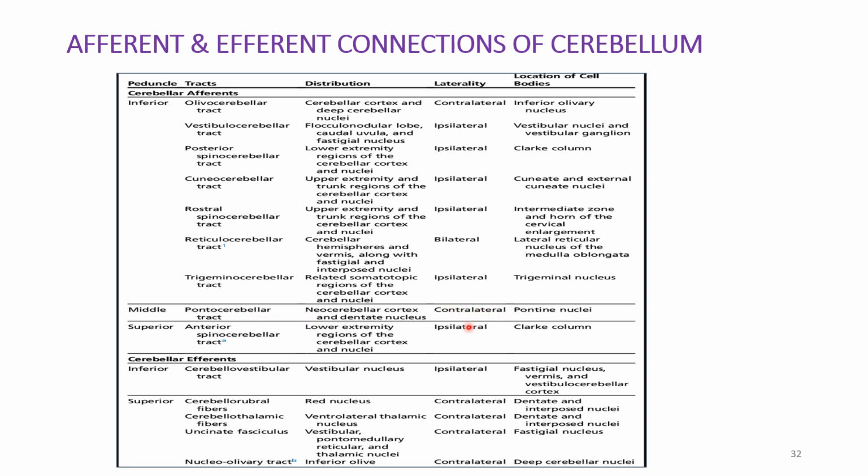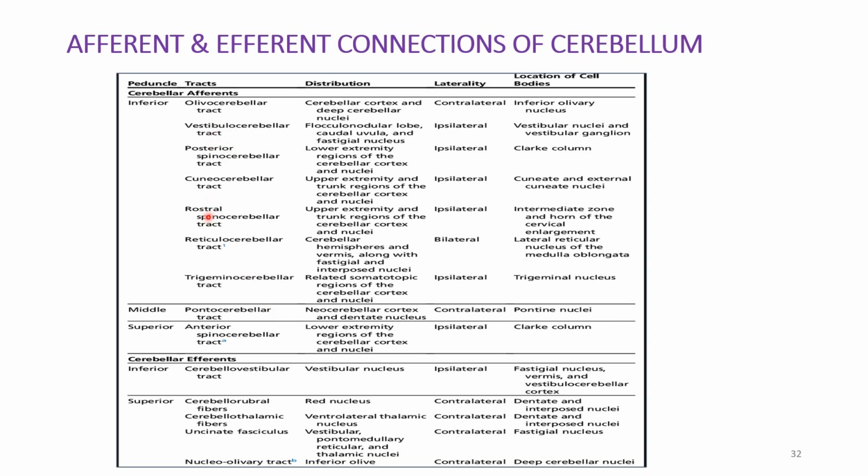Here it is crossing to the opposite side. The location of the cell body is in the pons. From the pons to the cerebellum, the pontocerebellar tract will go through the middle cerebellar peduncle. So only afferent fibers will be there in the middle cerebellar peduncle. No efferent.